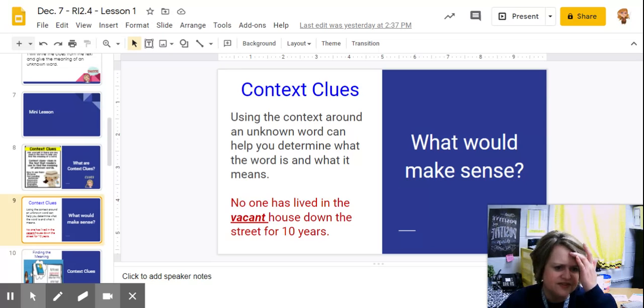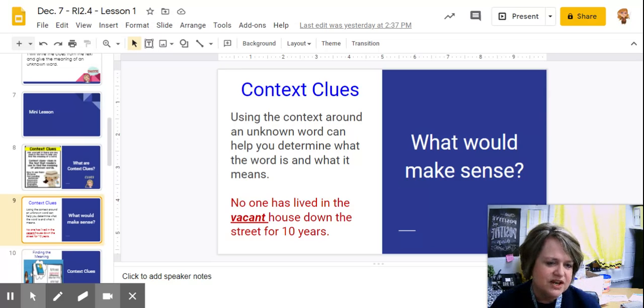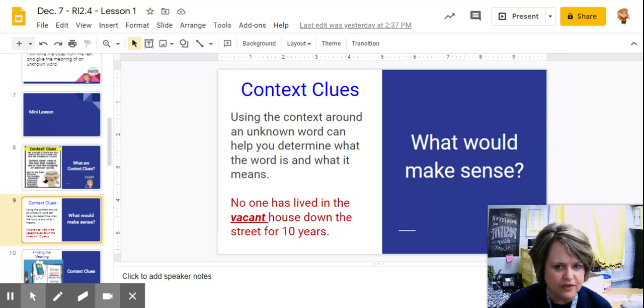Let's take a look at this sentence in red. It says, no one has lived in the vacant house down the street for 10 years. So I know the word is vacant, but I want to know, what does vacant mean? Let's look before the word. No one has lived in the house. Okay. Now let me look after vacant. They haven't lived in the house down the street for 10 years.